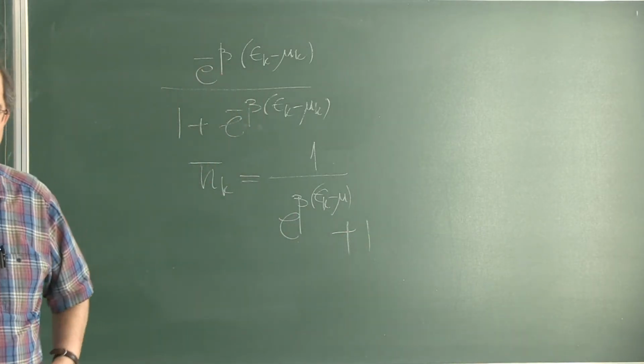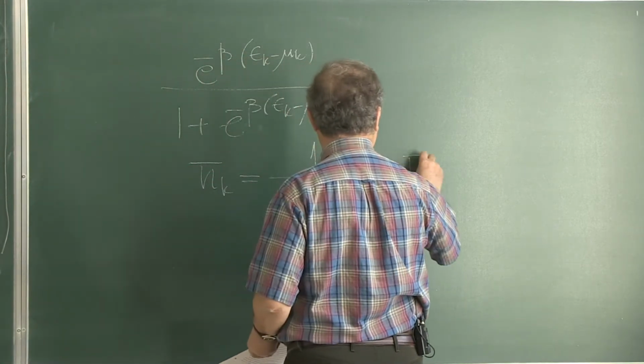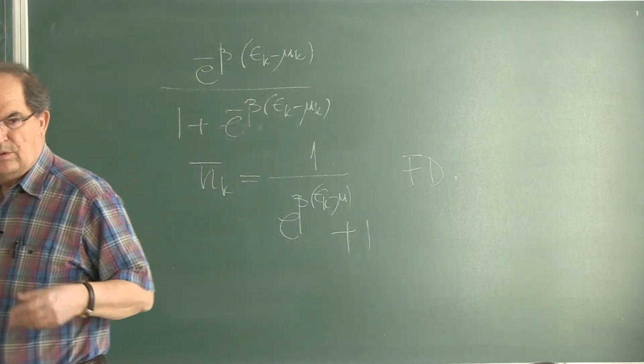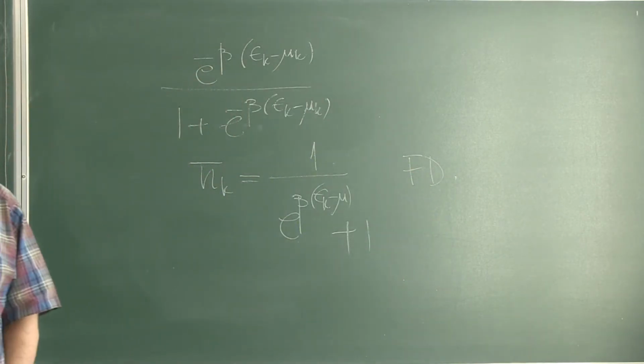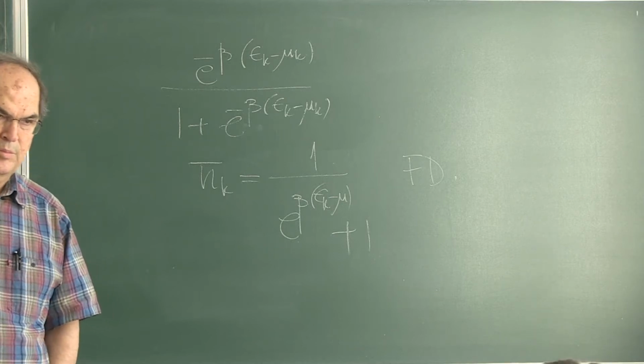Okay. That's Fermi-Dirac. Because in the logarithm we have 1 plus. We have to carry that 1 plus, okay?